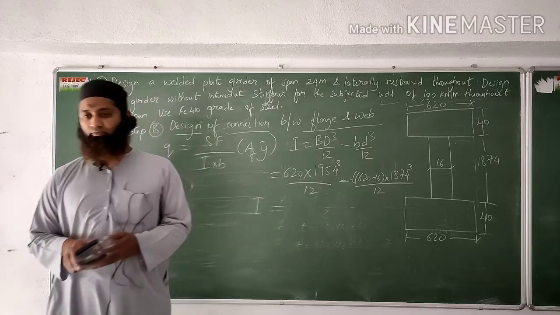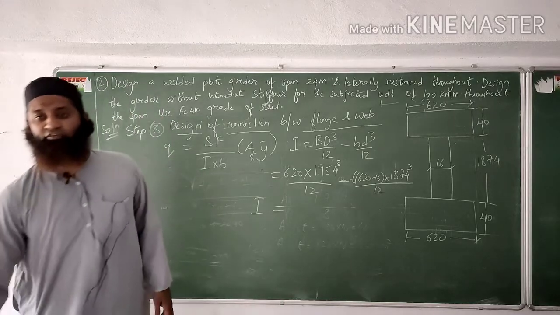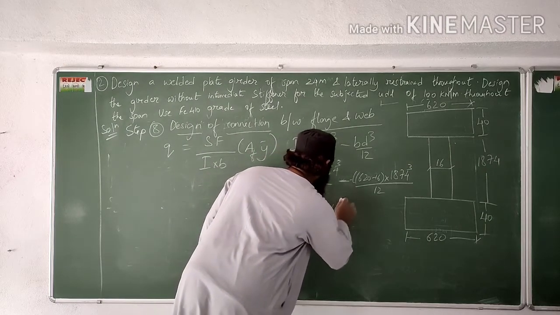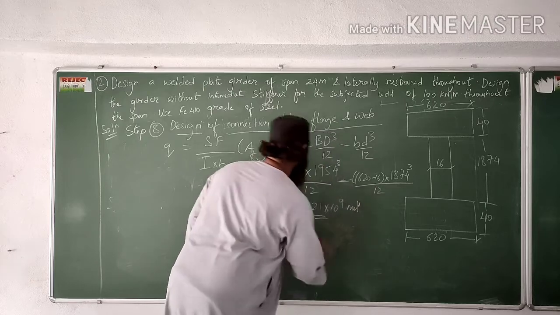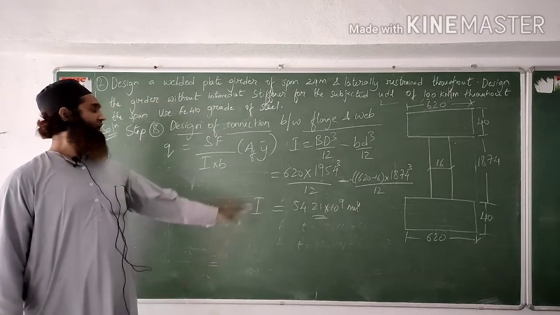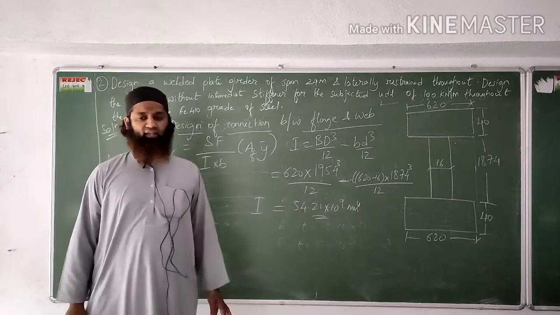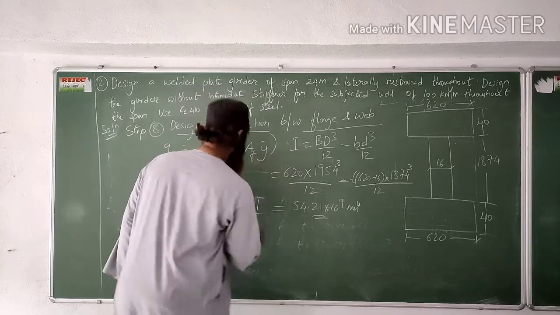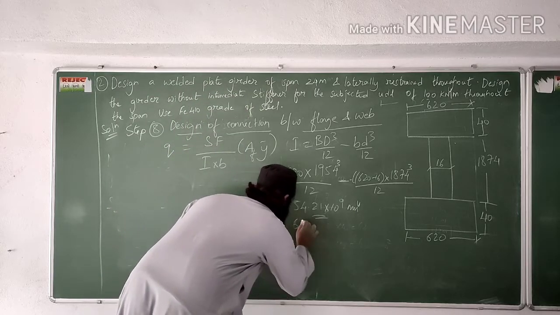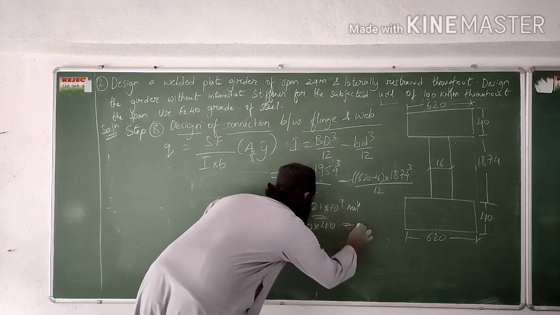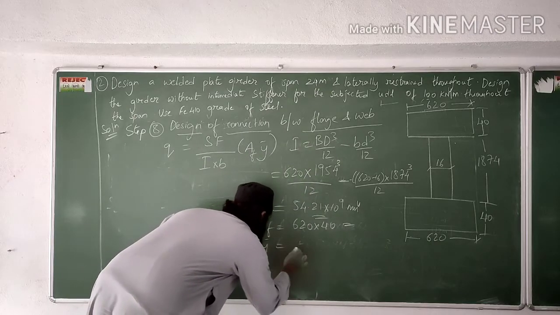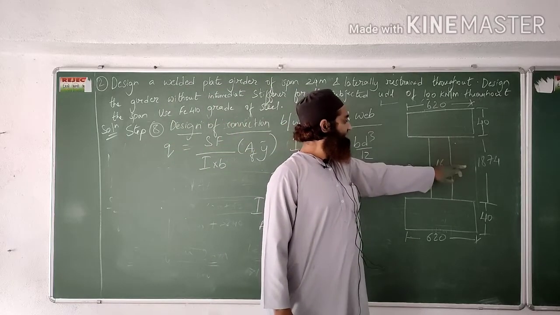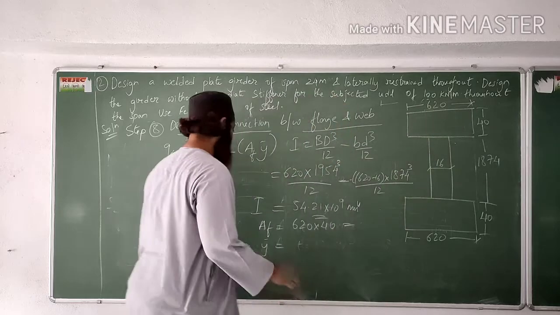What is that value? 3354.21 into 10 to the power of 9. Okay, this is the I value we are getting. Area of flange we know, it is 620 into 40, AF. So the AF value is 620 into 40. The Y bar distance will be from this center to this center, that is 1874 by 2 plus 40 by 2.